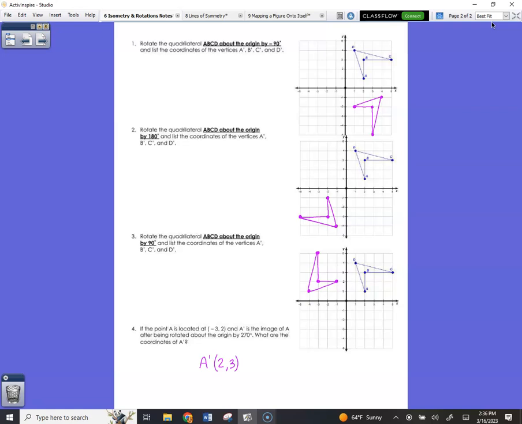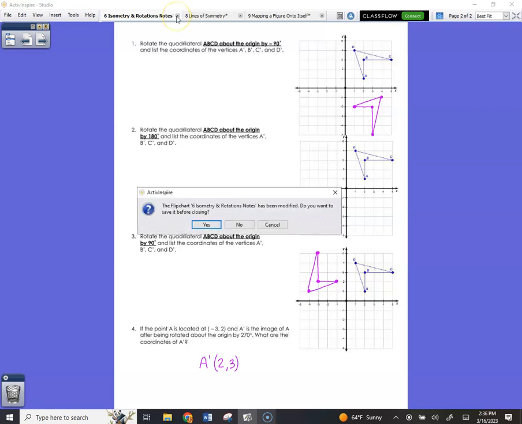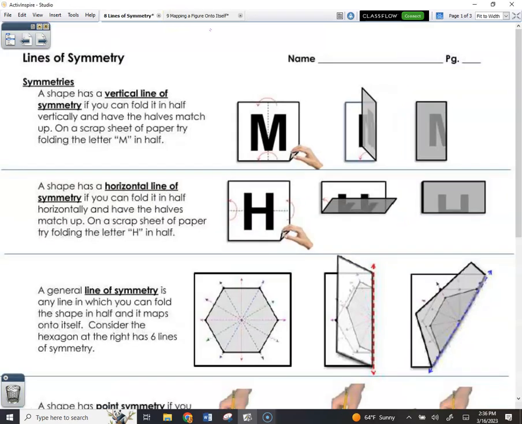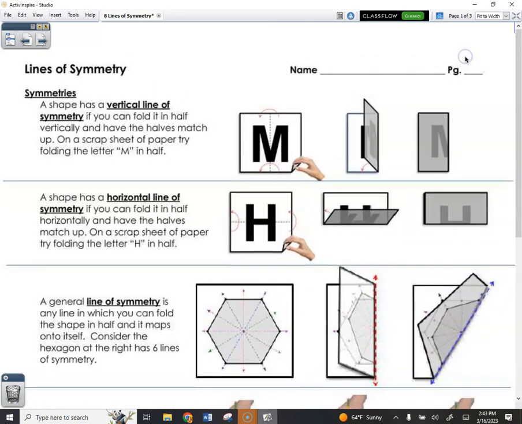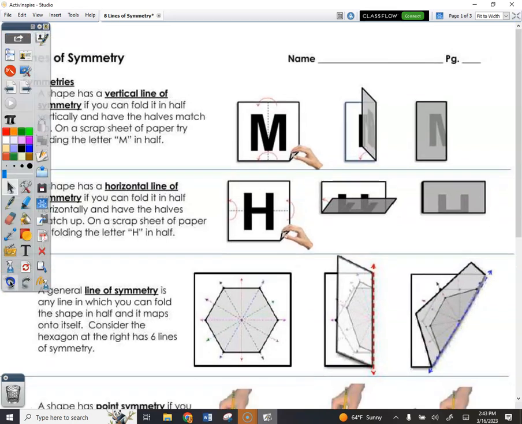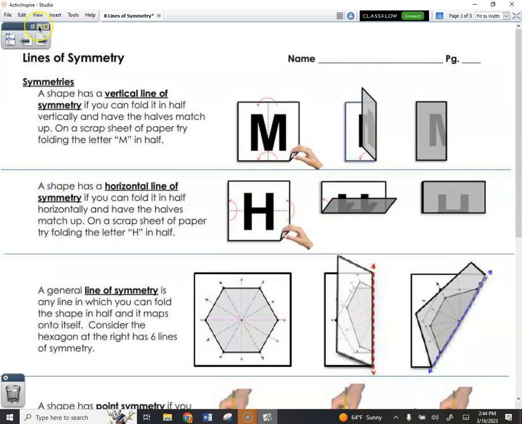All right, 48 is lines of symmetry. This is one of my favorite sheets to do because this is page 28. This is one of my favorite pages to teach because for the most part, what is it? 48. What did I say? 28. Thank you. This is 28 plus 20. 48. Yes, you're right. Thank you for catching that.